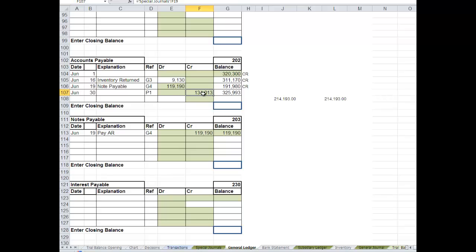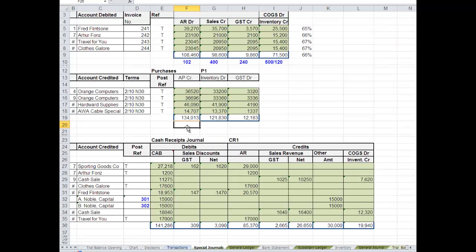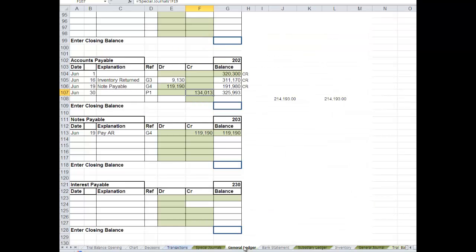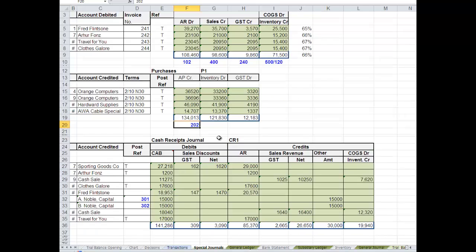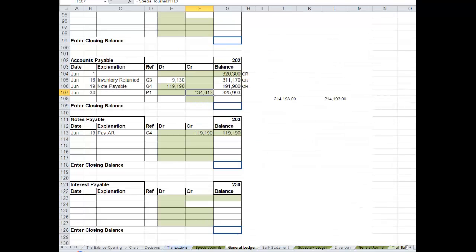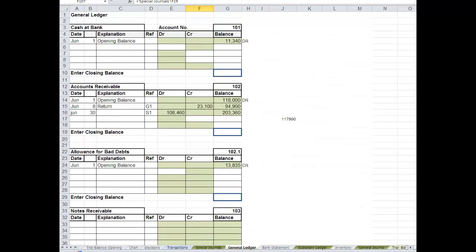June 1 purchase, yep, 134, special journals. I know why that one's wrong, and that's 202. That's right, wasn't it? 34, 202. Inventory, that was our problem last time. Go to inventory, general ledger, up in the assets, current assets.